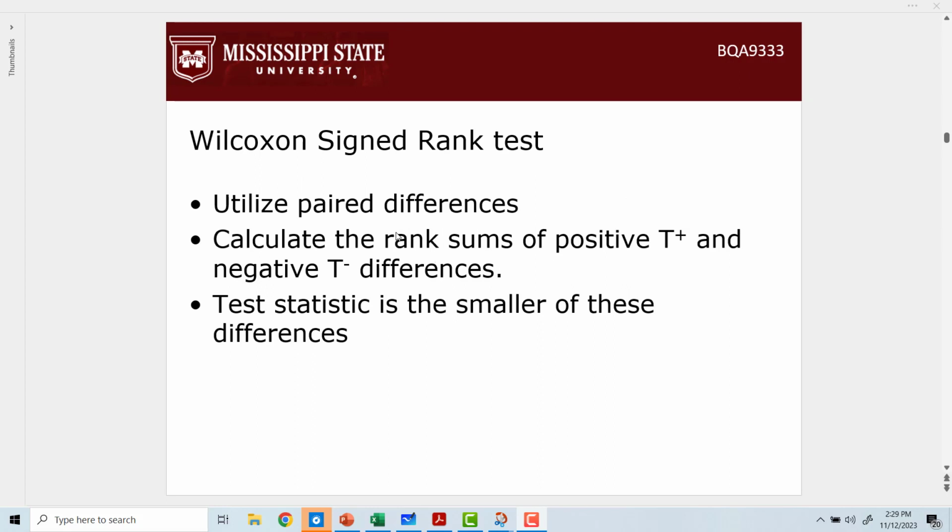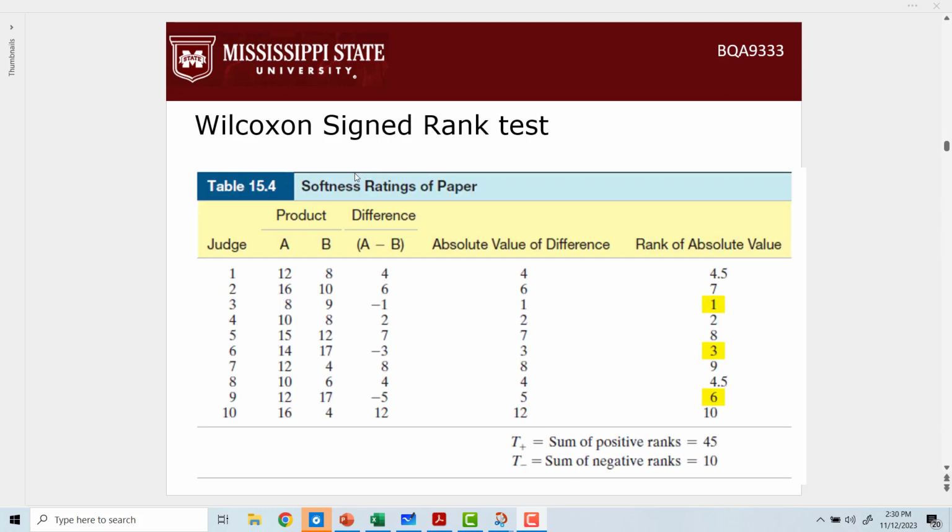This is the Wilcoxon, not the rank sum, but the signed rank test, and I'll talk about this in a minute. So we have judges here, and each judge rates two products, A and B. Judge 1 rates product A a 12 and product B an 8. These are separate judges, so there's no ranking amongst product A and product B. Each line is considered its own individual set of rankings. So the difference between those values is 4.